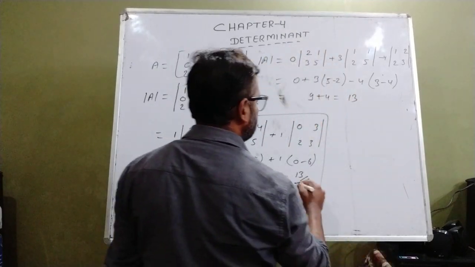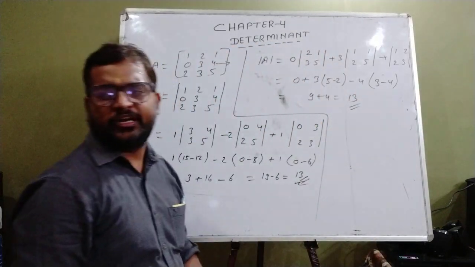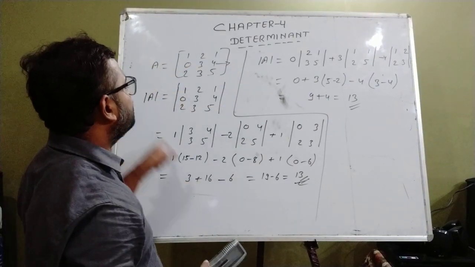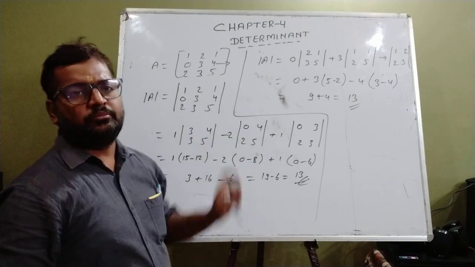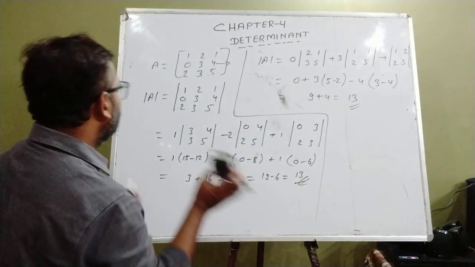See, here is also 13 and here is also 13. So we can expand the 3 by 3 order determinant by any row or any column. The determinant will remain the same here. Okay.